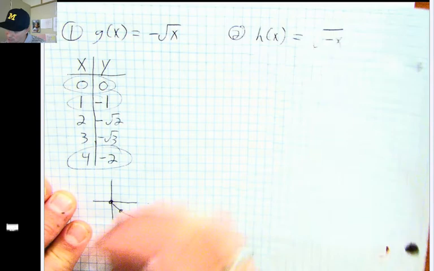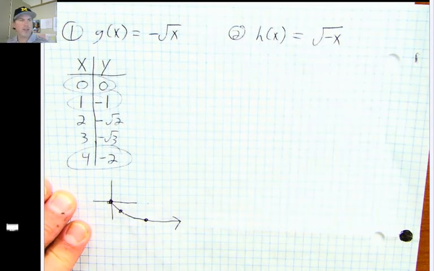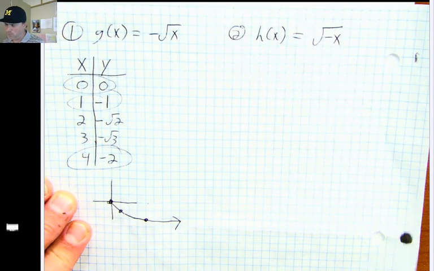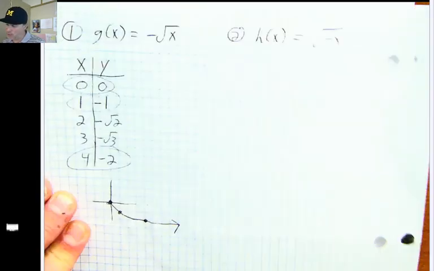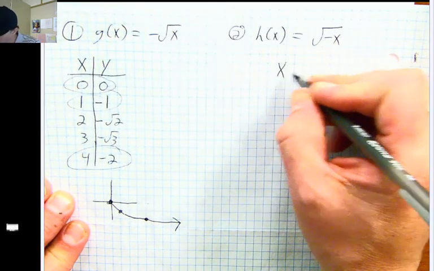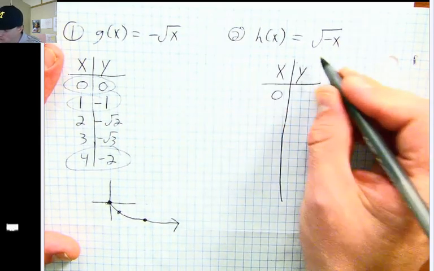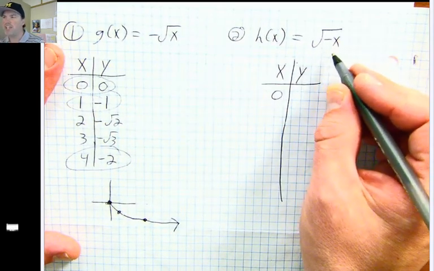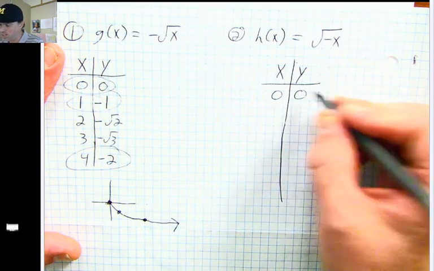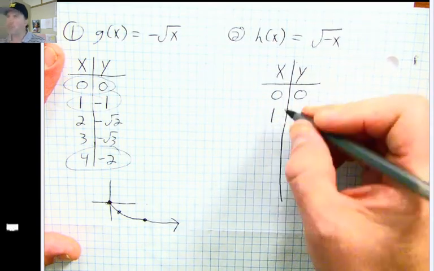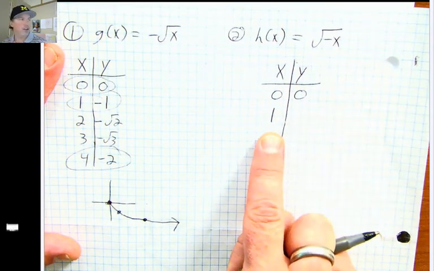All right, that's the first one. Before I go back to my notes, I just want to go ahead and do my second graph too. Now, 0 is still the same. The square root of negative 0 is the square root of 0, which is 0. The problem turns up if I try to do 1.